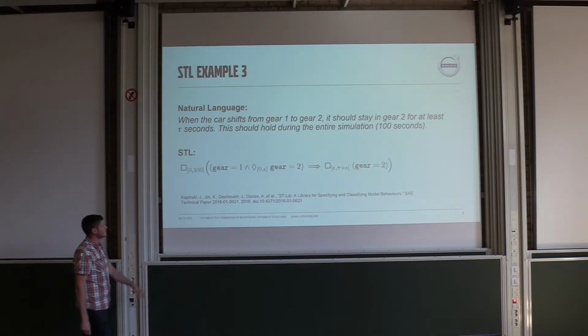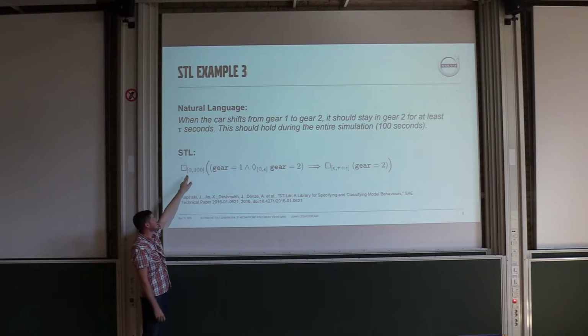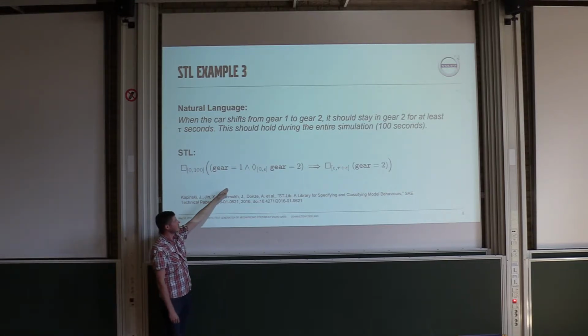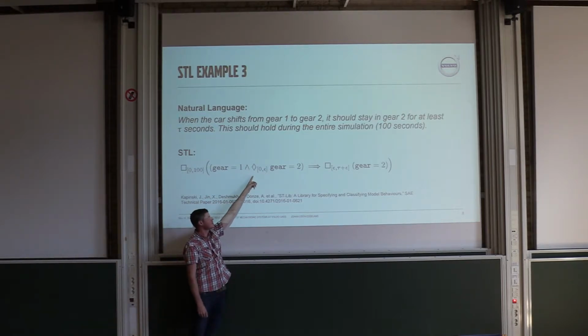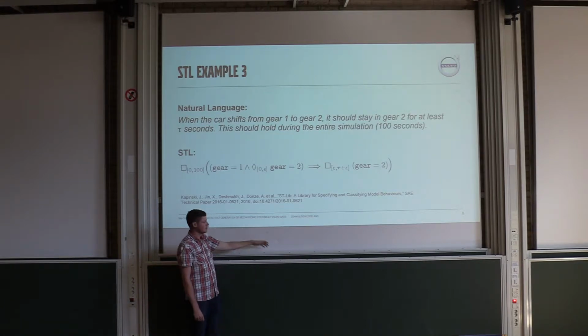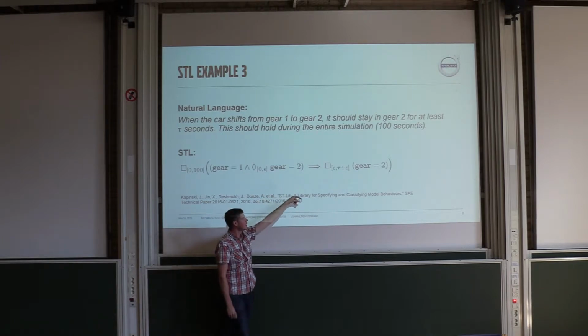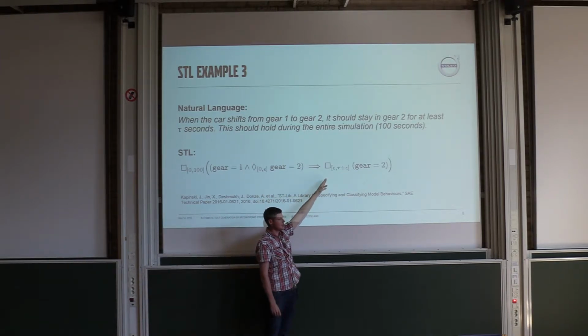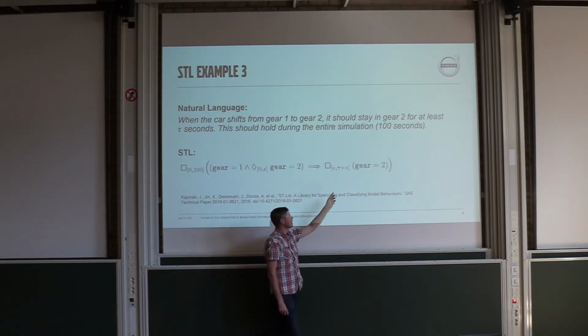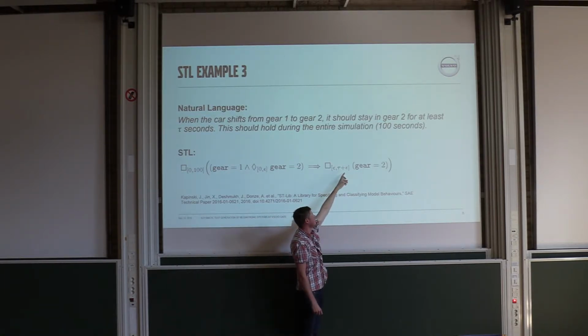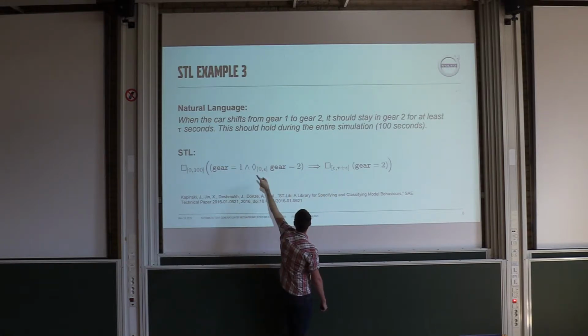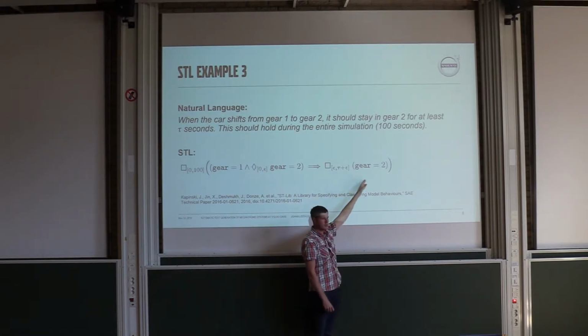But what it means is, during the whole simulation, which is during 0 to 100, if we are in first gear, and in some epsilon time interval, where we define epsilon suitably, perhaps the sampling rate if we have a constant sampled system, then we get into gear 2. Well, that implies that between epsilon, which is the time interval that we're looking at, we're shifting up to gear 2, and then from epsilon until tau, which is the time defined in the specification, we should always be in gear 2.